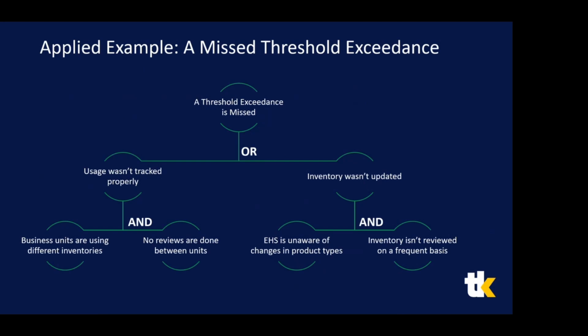So for our applied example, here's what a threshold exceedance being missed looks like in a fault tree. So if we follow this, the top event is this threshold exceedance is missed. Well, that was either due to usage not being properly tracked, or it was due to the inventory not being updated. If it was due to the usage not being properly tracked, that comes from business units using different inventories and no reviews being done between units. So these are the ultimate kind of starting points that lead to the threshold exceedance being missed.